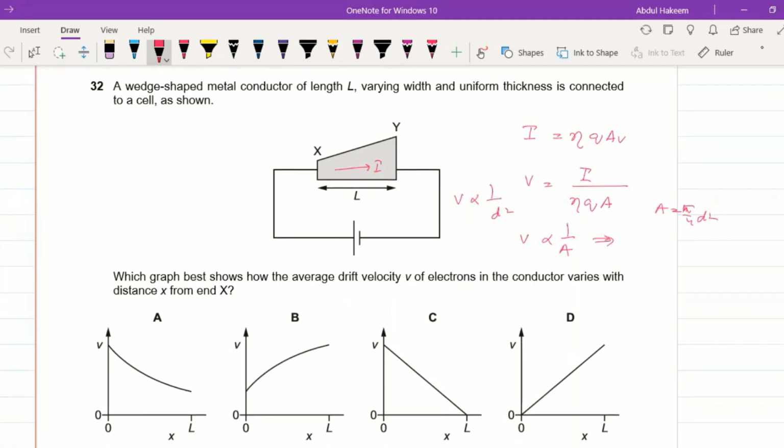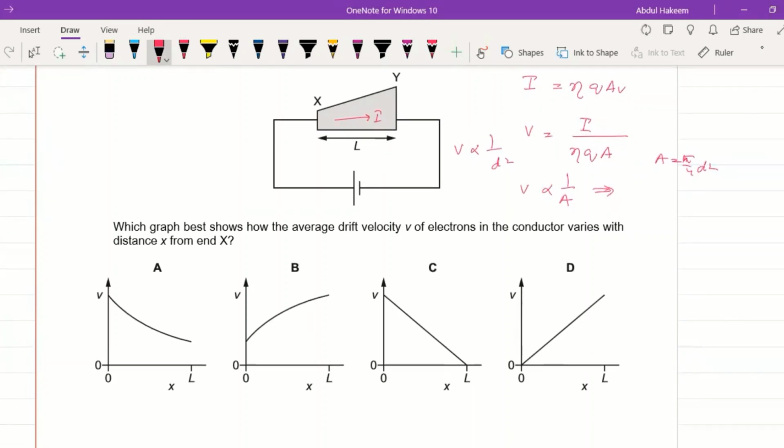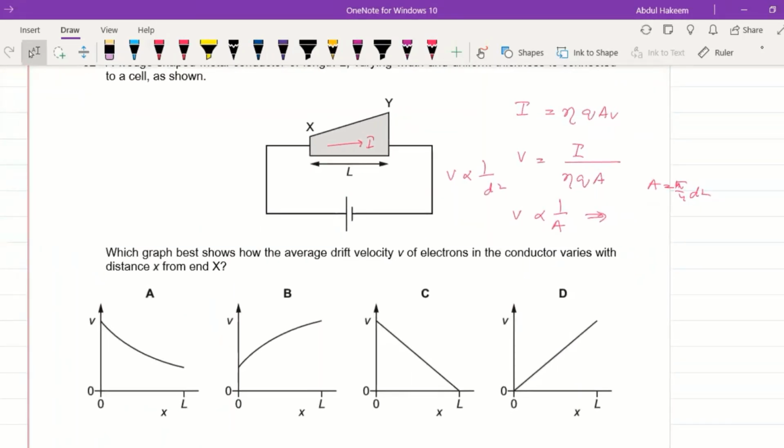So the answer is A. And here instead of the diameter, the length is given. So area is decreasing. So it is also decreasing. Yes, so this is a curve answer. So this answer is not possible because it's not increasing uniformly, right? Answer is A.